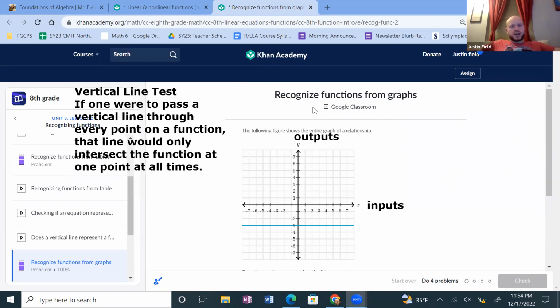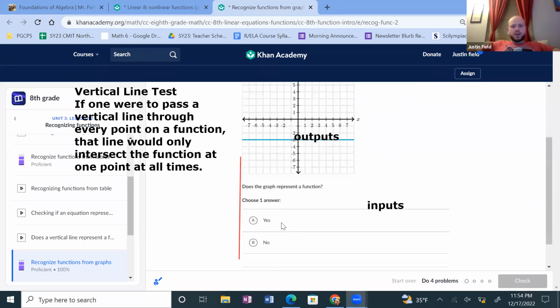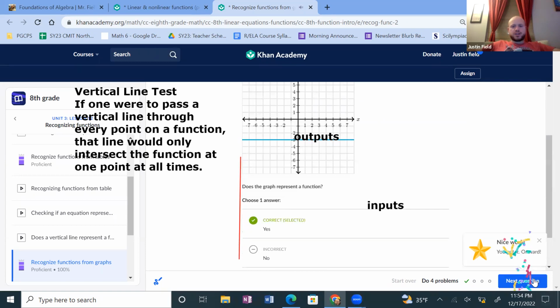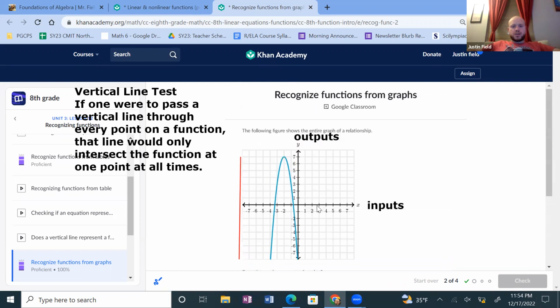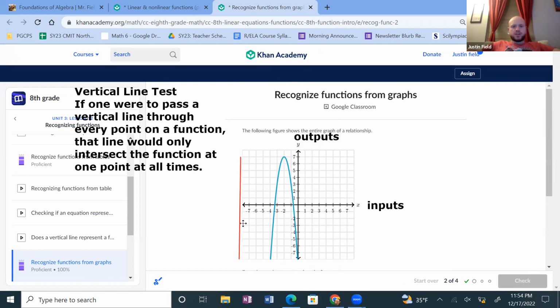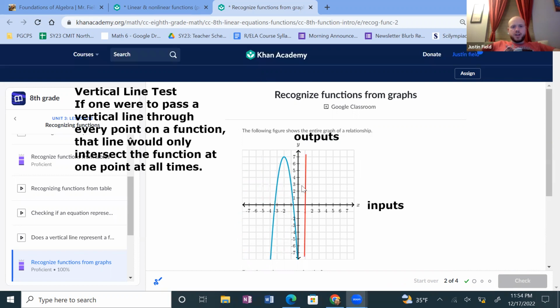Let's use the vertical line test. I have this vertical line here, and I'm going to pass it through. You see it only intersects the blue line at one point, no matter where I put it. So yes, that's a function. Let's see the next one. Let's pass the vertical line through this one. Still, it only intersects at one point each time. So yes, again.